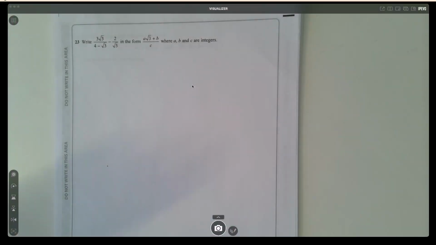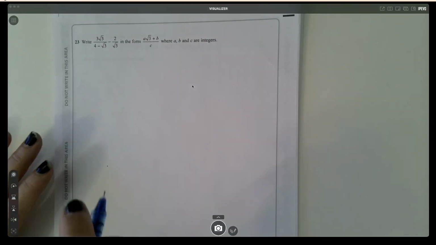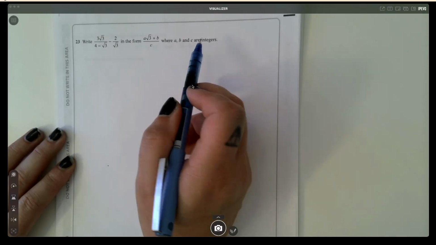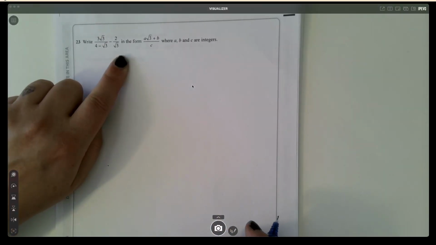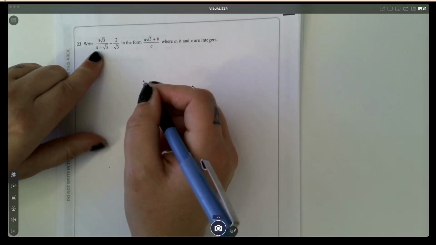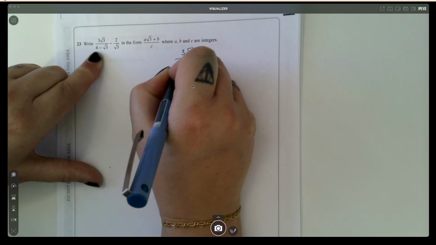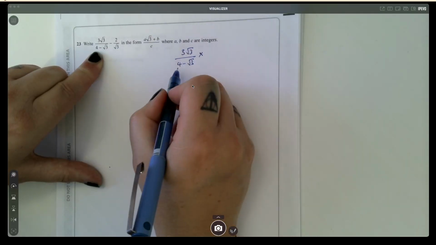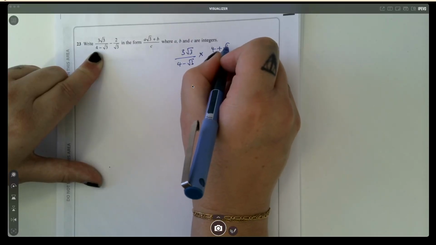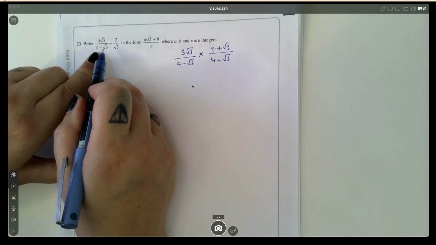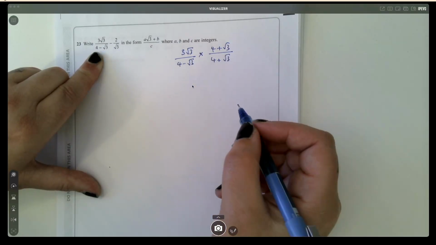Question 23. So we've got a fraction subtraction, but it's got thirds in there. So they want us to write this calculation in this form where a, b and c are integers. So what I'm going to do to start off with is rationalise both of these fractions. So if I've got 3 root 3 over 4 minus root 3, I'm going to multiply it by 4 plus root 3 on top and bottom. I'm rationalising it because I don't want to deal with those messy thirds on the bottom for my denominator.